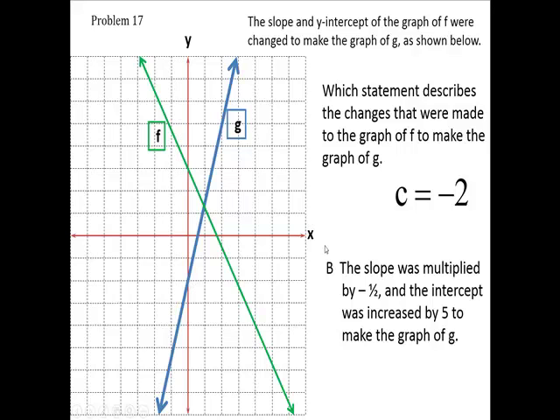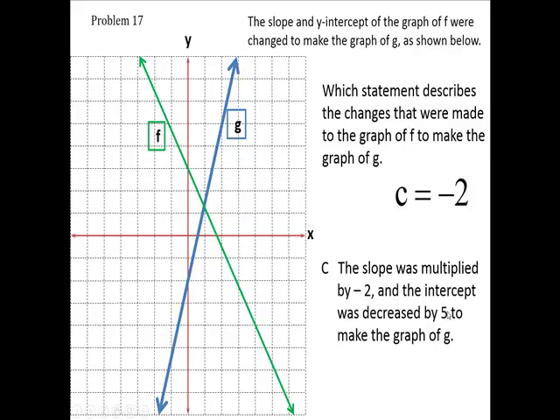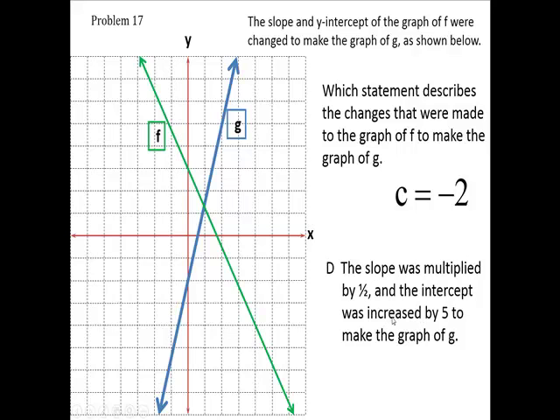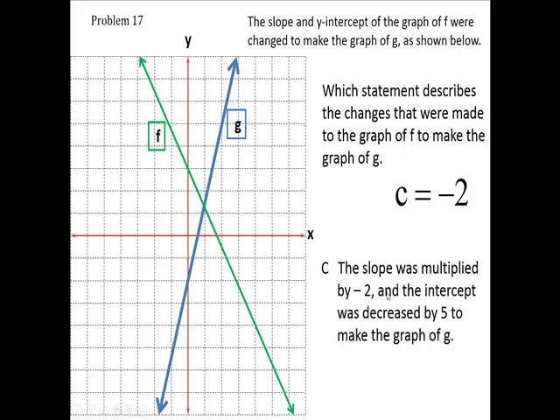So answer B here, C is not negative 1/2. It may be negative, but it's not negative 1/2, and you're decreasing it by 5. Okay? So it looks like this is going to be my answer here. You multiply by -2 and you go down 5. So we're going to pick this one. Let's see what's wrong with the last one here. You increase by 5, that's what's wrong. And also C is not -2. So we're going to pick answer C here.